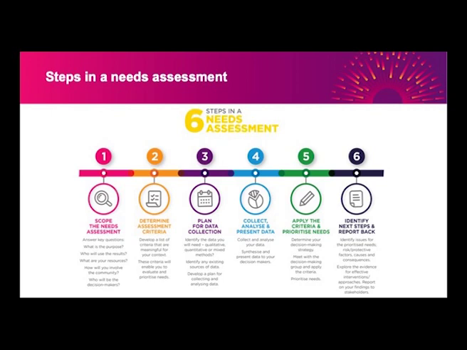So you'd start by scoping the needs assessment. You determine the assessment criteria, the things that are important for your community or for your context, and you'll use those to prioritise the list of needs that you end up with. Then you want to plan for your data collection. You want to collect and analyse your data, and you want to present that data to your decision makers, whoever they might be. You want to apply the criteria that we talked about in step 2 and use those criteria to prioritise the needs and decide which needs you want to take action on.